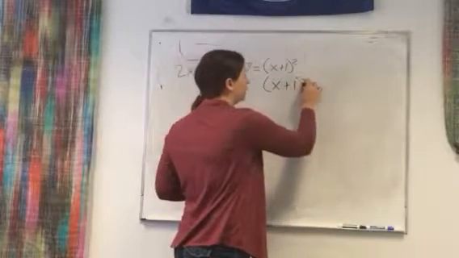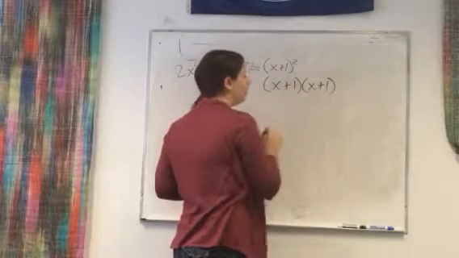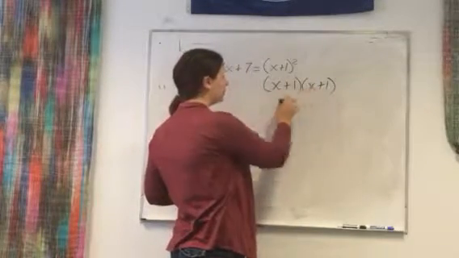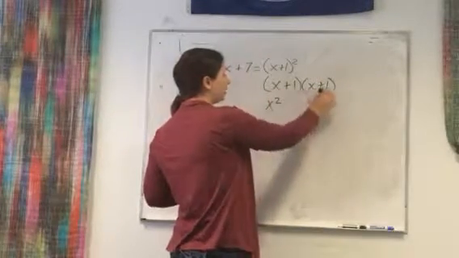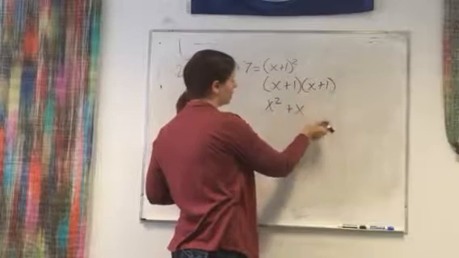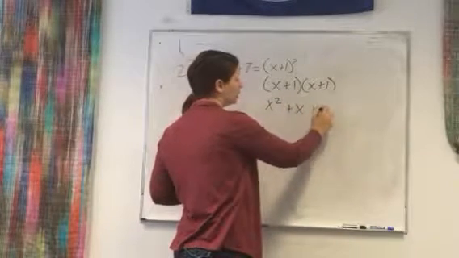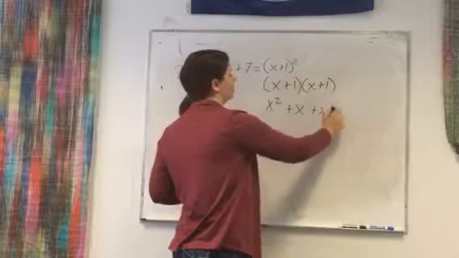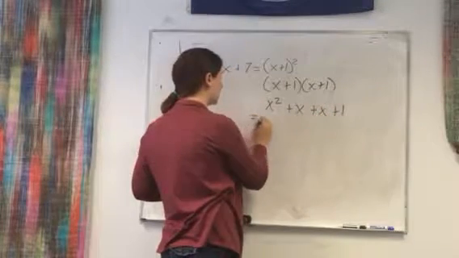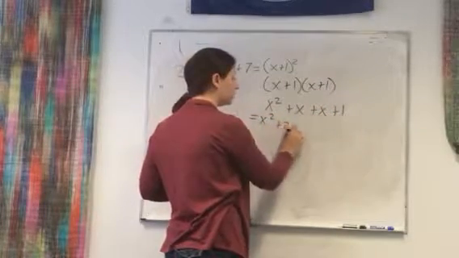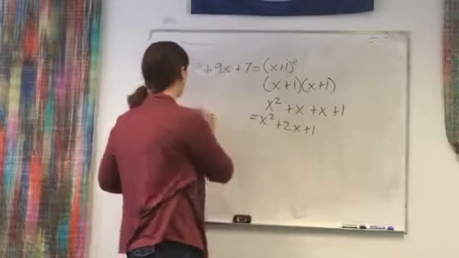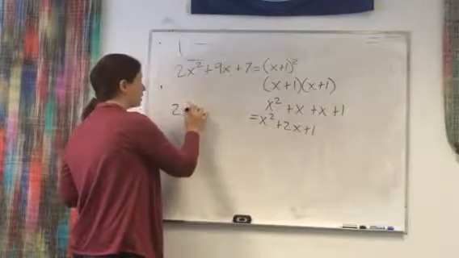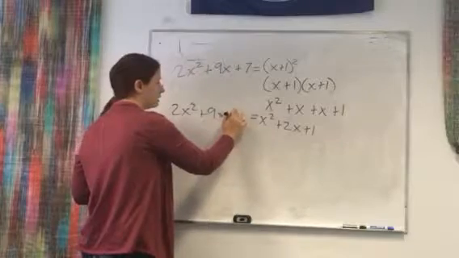We have x plus 1 times x plus 1. FOILing it out gives us first x squared, outer plus 1x or just x, inner plus x, last plus 1. So combining like terms, that's x squared plus 2x plus 1. This side, just drop it down, is 2x squared plus 9x plus 7.